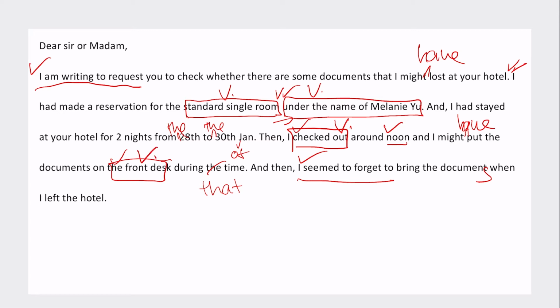There's a couple of issues with her tense, as we can see, that she made a couple of smaller grammar mistakes. But overall, it's looking quite good.